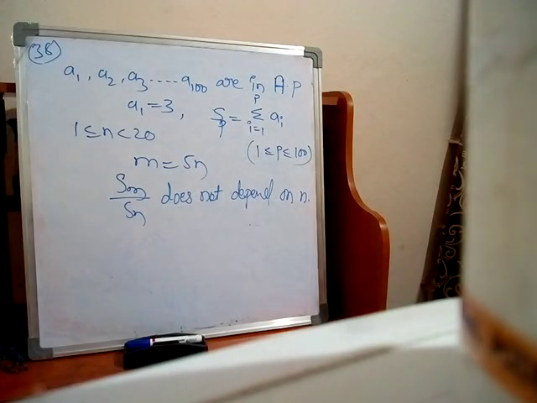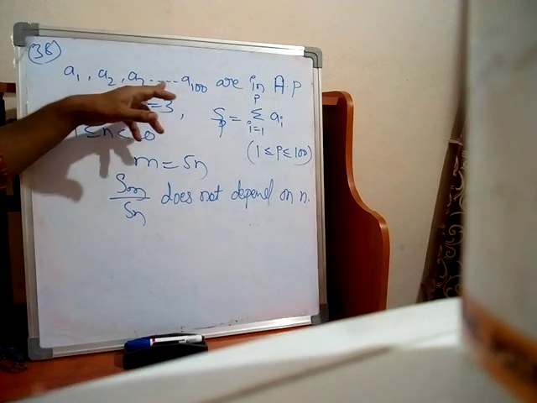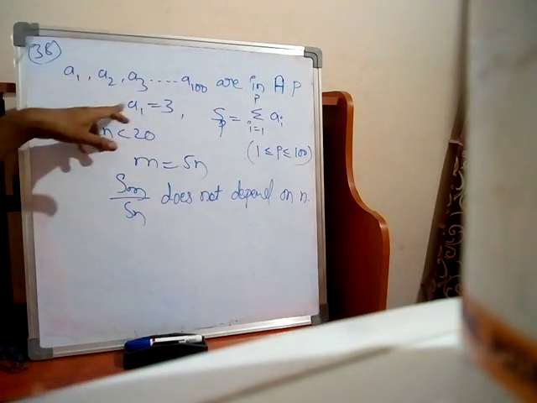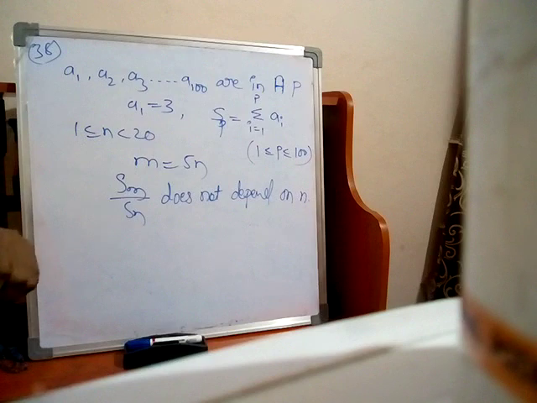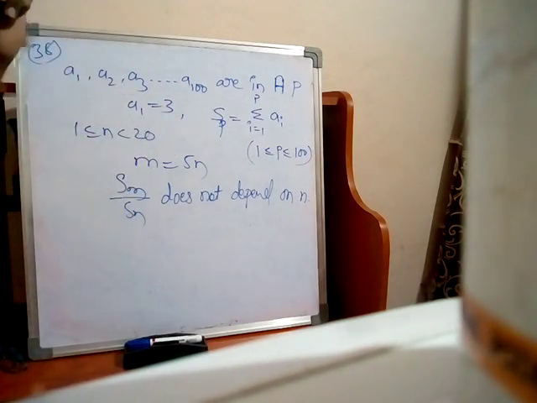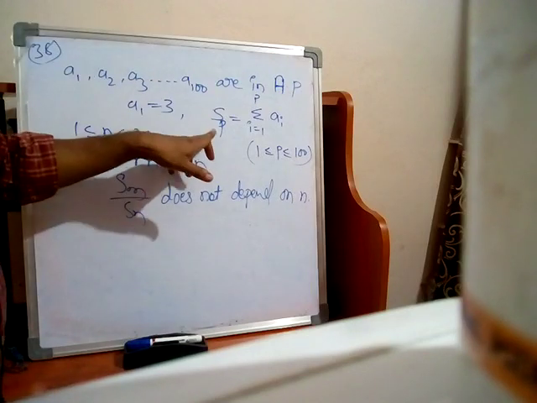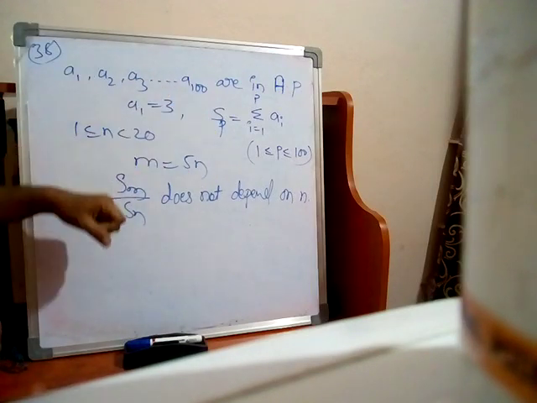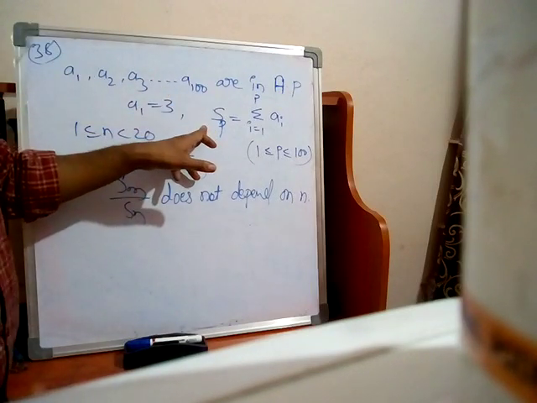So next one, observe problem 38. A1, A2, A3, and so on, A10, An, is an AP series, and the first term is given, A1 is equal to 3. SP is given. SP means sum of P terms.